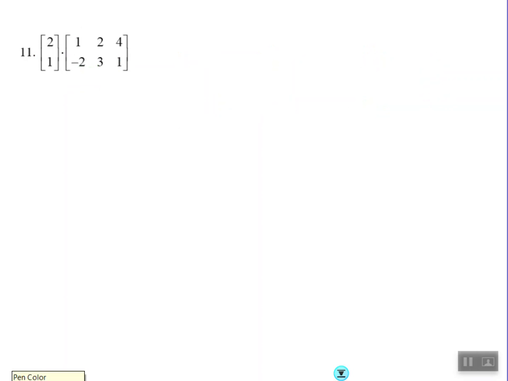Lastly, we have a 2 by 1 matrix times a 2 by 3 matrix. These dimensions do not match, so we cannot find the product of these two matrices. This is not possible. We have the incorrect dimensions.